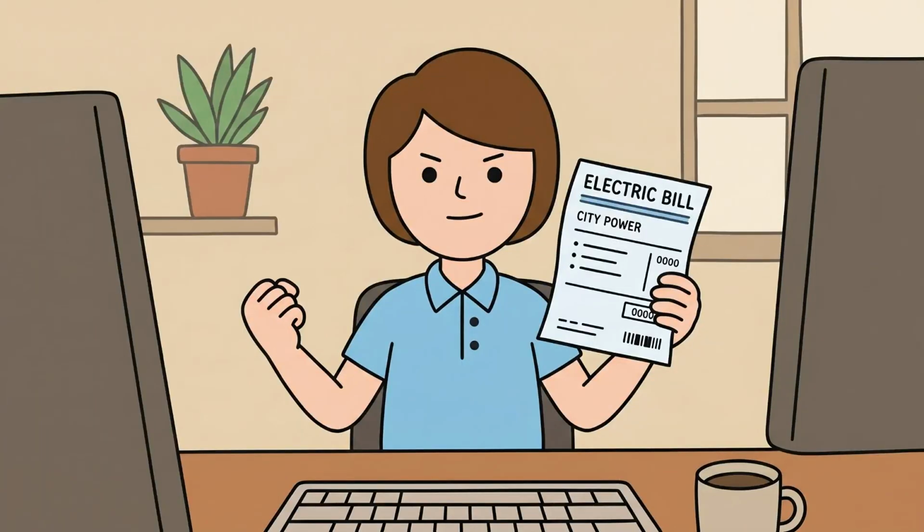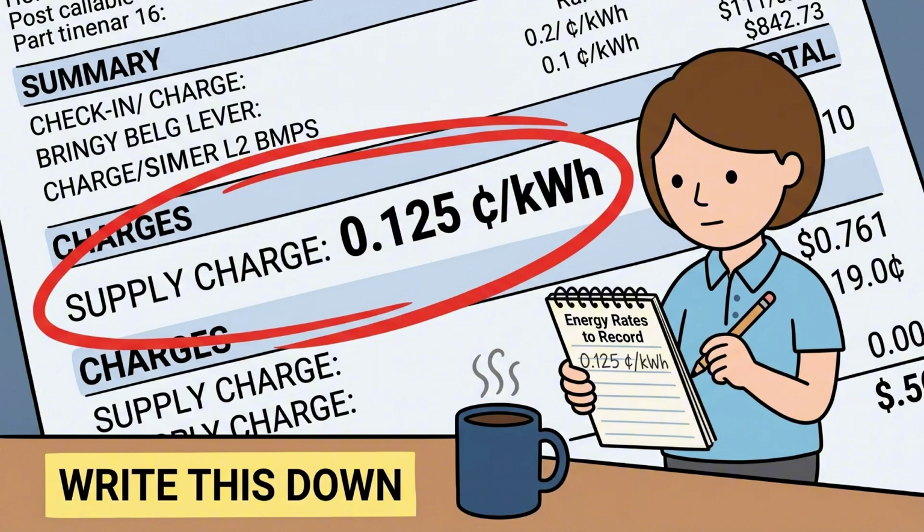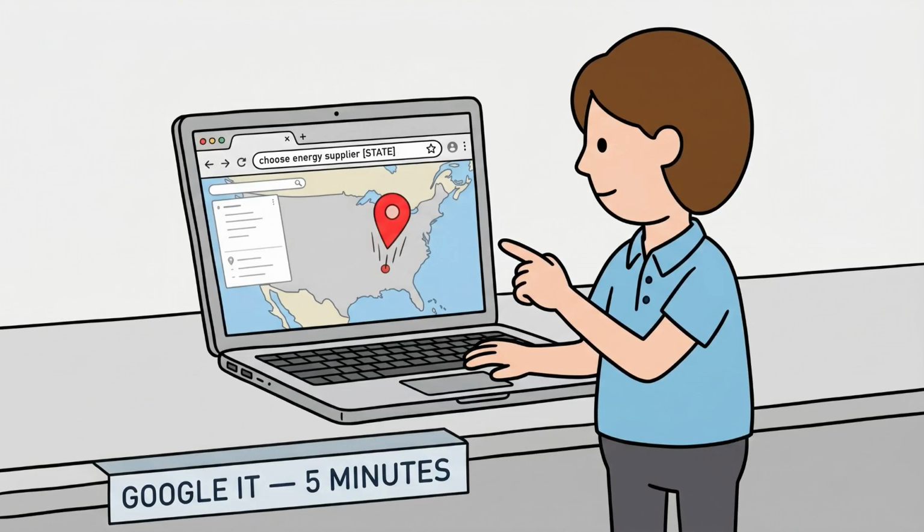First, find a recent electric bill. Look for a line called supply charge or energy charge. Next to it, you should see a price per kilowatt hour. Write that number down. Then go to a website like Energy Choice or your state's Public Utility Commission site. Type into Google, choose energy supplier, followed by your state name. For example, choose energy supplier Ohio or choose energy supplier Illinois.